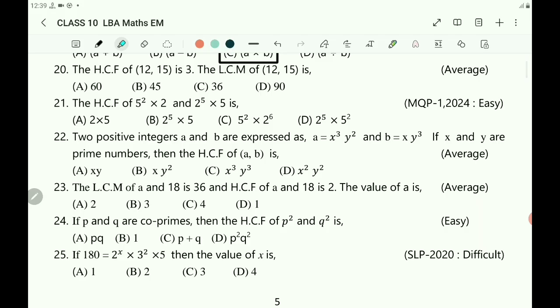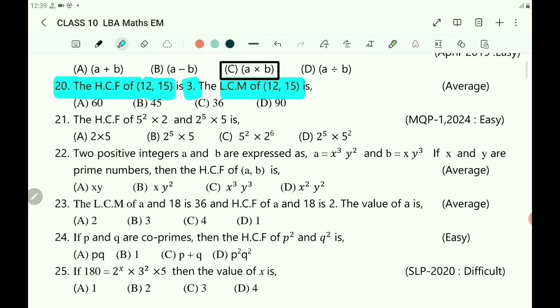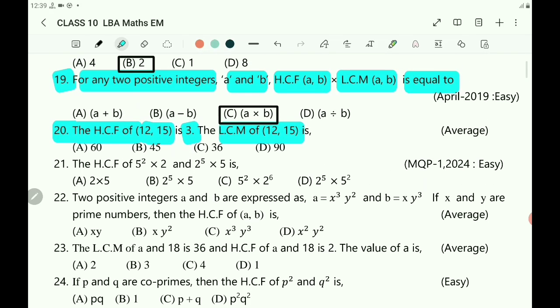Then take question number 20. The HCF of 12 and 15 is 3 and the LCM of 12 and 15 is? So you can use the above relation, H into L is equal to a into b. And what is asked here? LCM is asked, means L is asked. So L becomes equal to a into b by H. Here a and b mean 12 and 15, the numbers which are given.